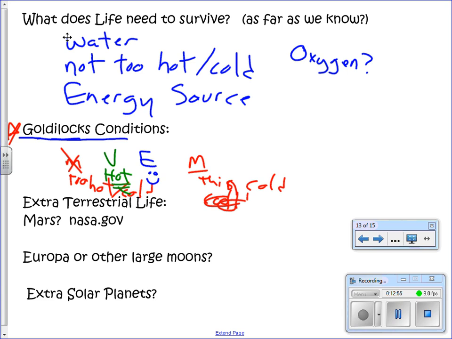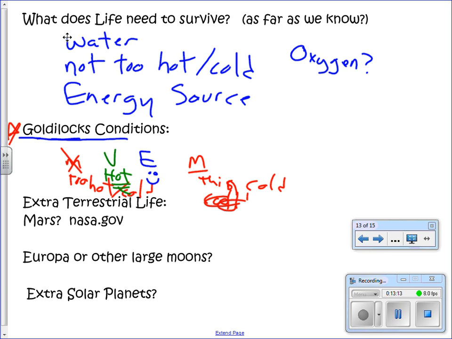So what we see here, in order to have liquid water, that's one of the biggest things, is that life as we know it needs liquid water. And so if it's too hot or too cold or not enough atmosphere, that just doesn't exist. So Earth is kind of the right distance from the sun to have this.